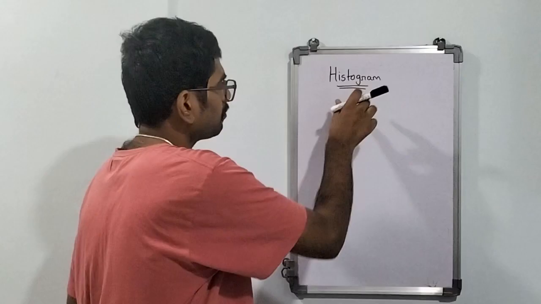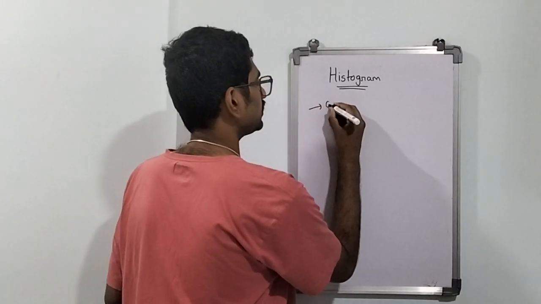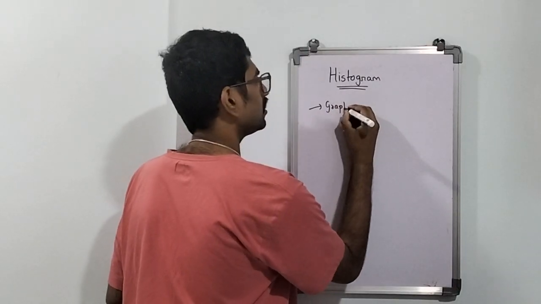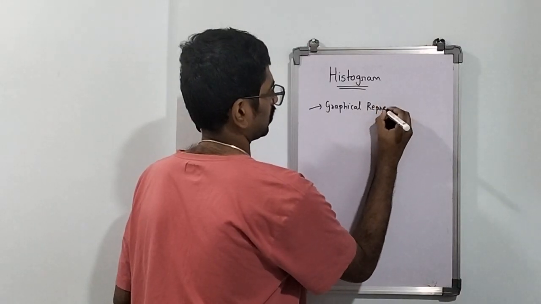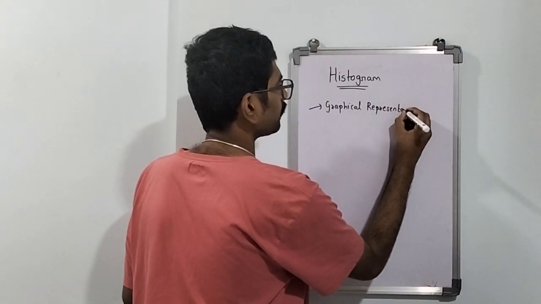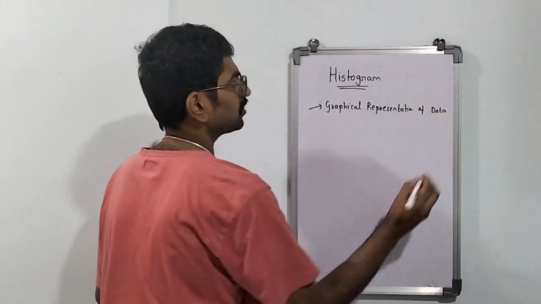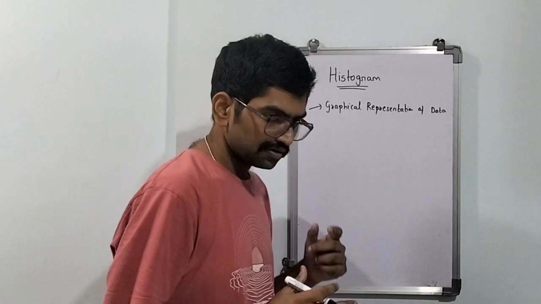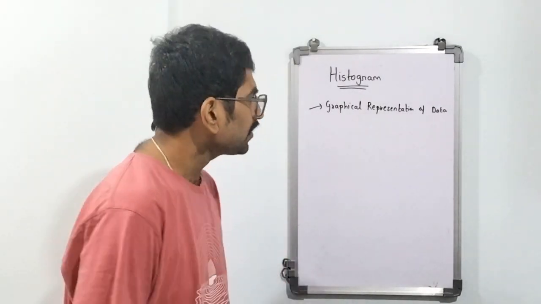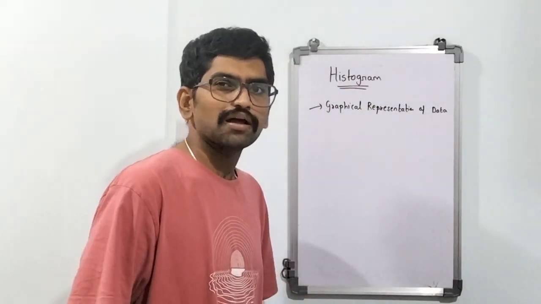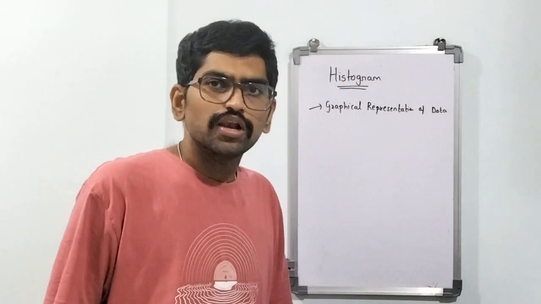So now we are going to study the histogram. What is the histogram all about? It's a graphical representation of data. What does graphical representation of data mean? With the help of a graph, you are able to understand the insights from the data. You are able to do the analysis of the data. So for this, some plots like the histogram play a very important role. So what does the histogram do?